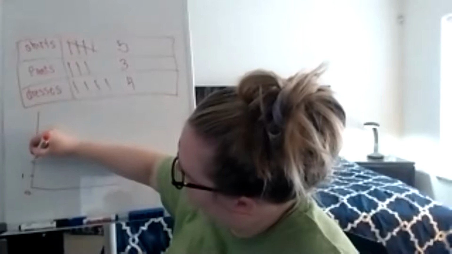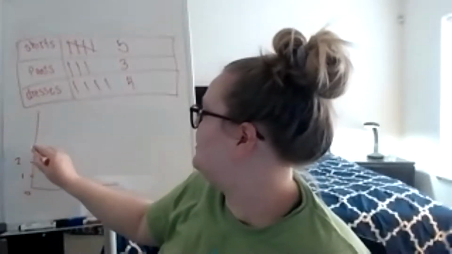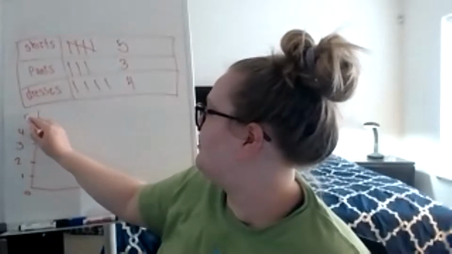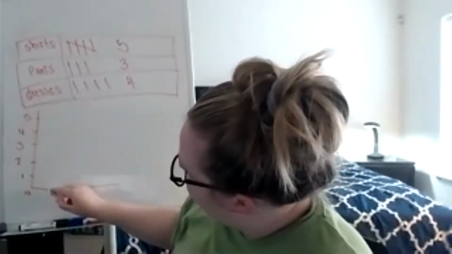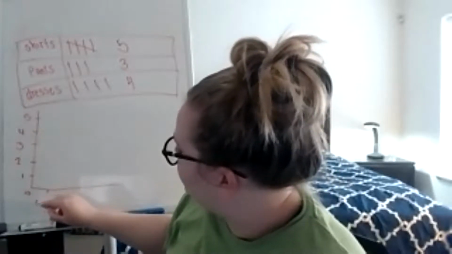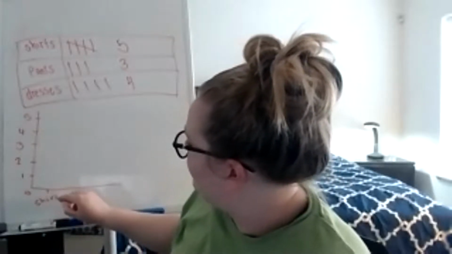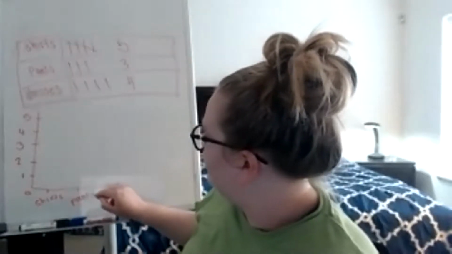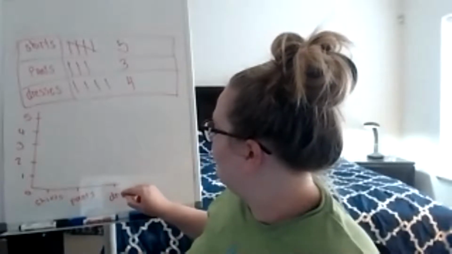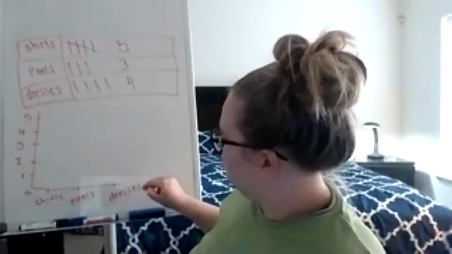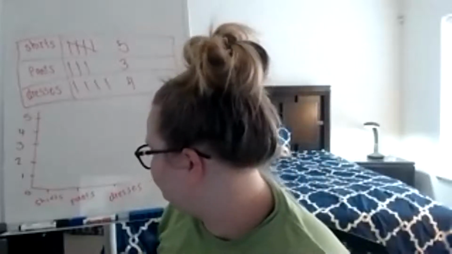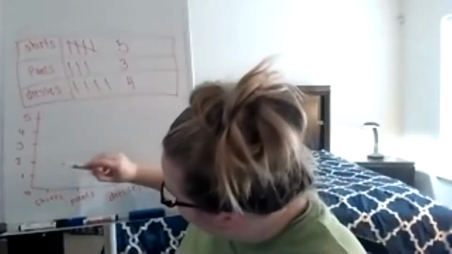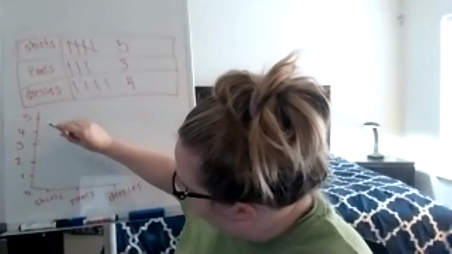When you go to make your graph, I'm going to put 1, 2, 3, 4, 5. Down here, I'm going to put shirts, pants, and dresses. How many shirts did I have? 5. So I'm going to do 1, 2, 3, 4, 5.